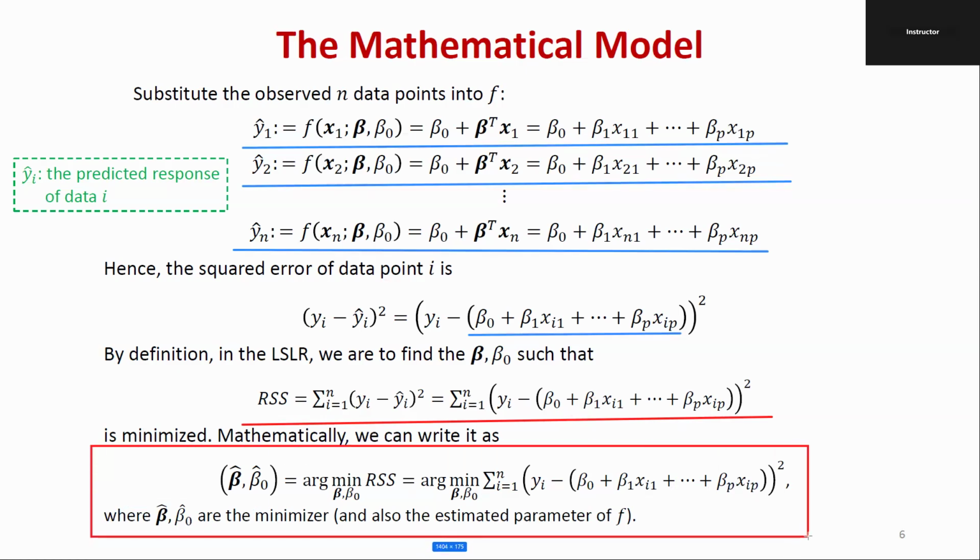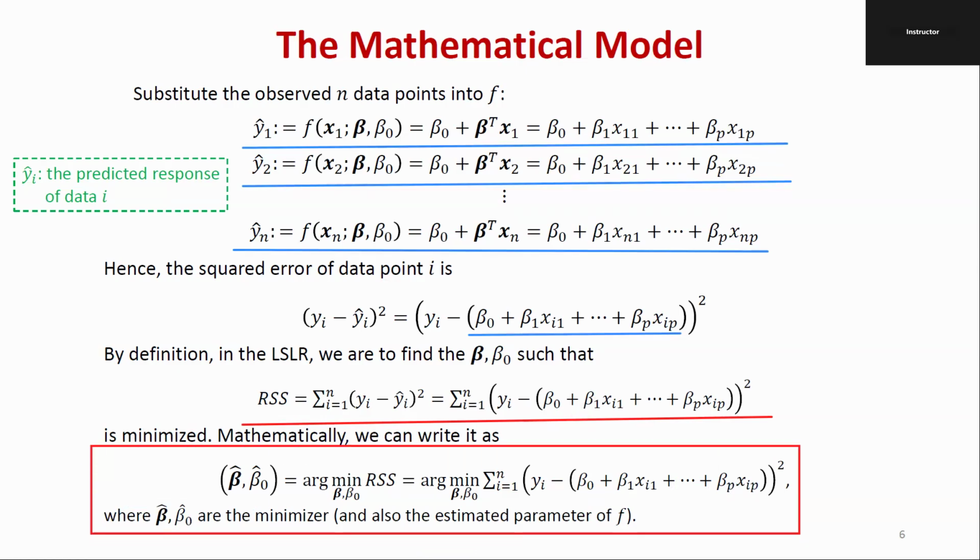This is actually something about optimization, but since we only have 6 weeks, I don't have enough time to talk about this in detail. Just to let you know that mathematically we can write it this way. So argmin means the values. Here, beta and beta zero are the variables, and I want to minimize the RSS, which equals the sum over i equals 1 to n of this squared term. Beta hat and beta zero hat are the minimizers, which means the values.